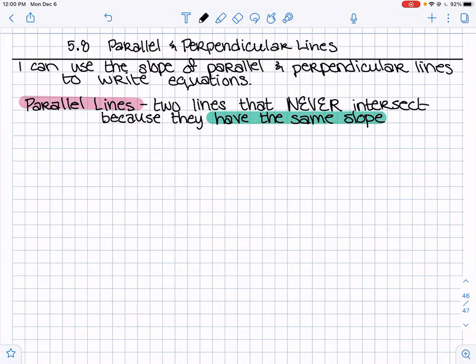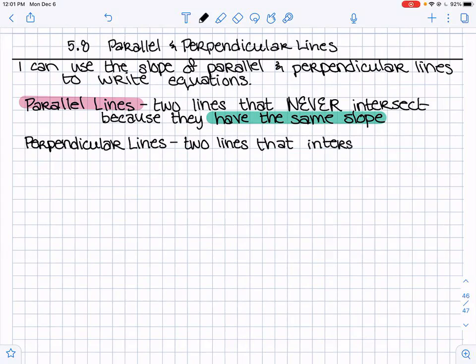All right, so now we got to talk about perpendicular. Okay, talk to me about perpendicular lines, people. What do we know? They cross, okay. Two lines that intersect. What kind of an angle do they intersect at? 90 degrees. Yeah, 90 degrees, right angle.